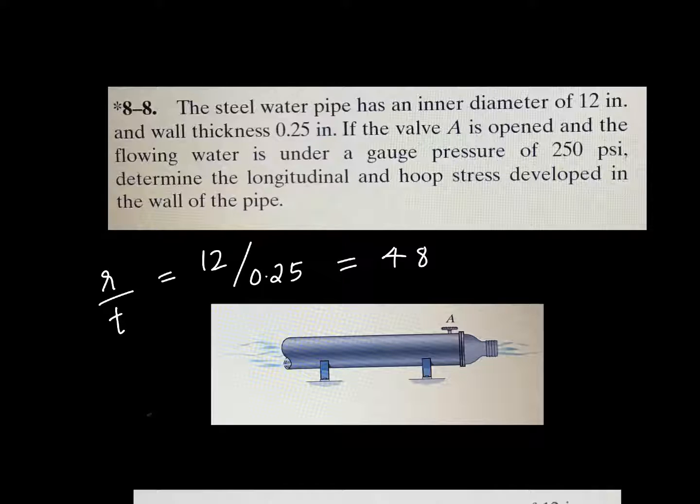This definitely falls into the category of a thin walled pressure vessel, because usually, it's not a hard and fast formula, but if R by T ratio is greater than or equal to 10 or 12.5, then we can go ahead and assume this pressure vessel as a thin walled pressure vessel and go ahead with the computations. Now they are asking us to find out what is the longitudinal and hoop stress developed in the wall of the pipe.